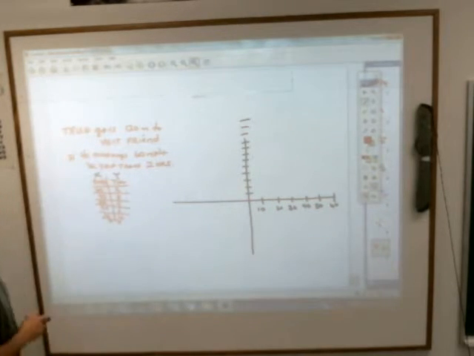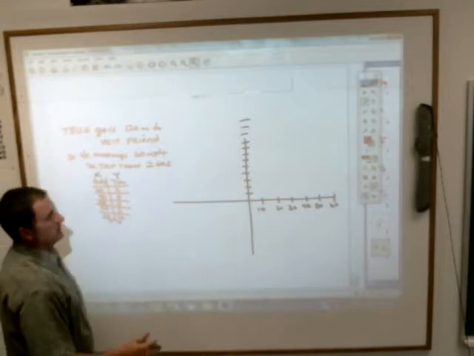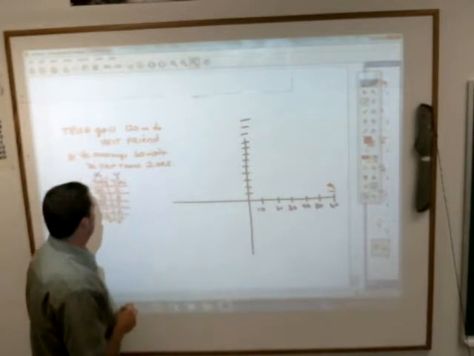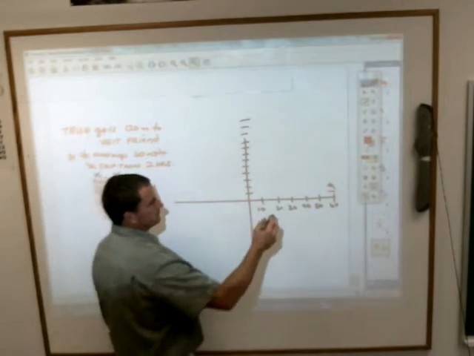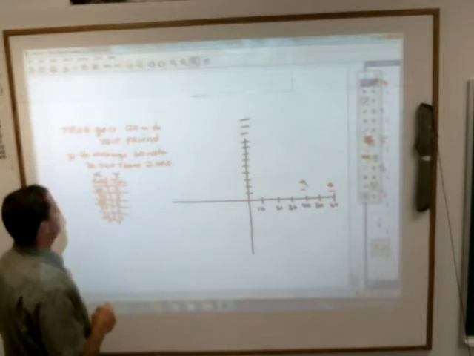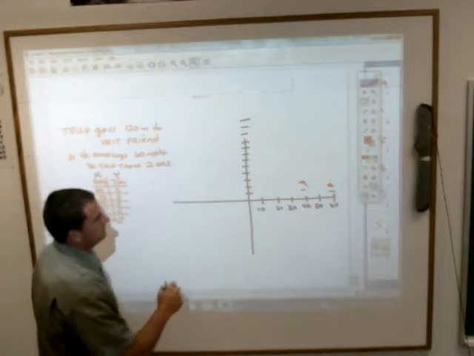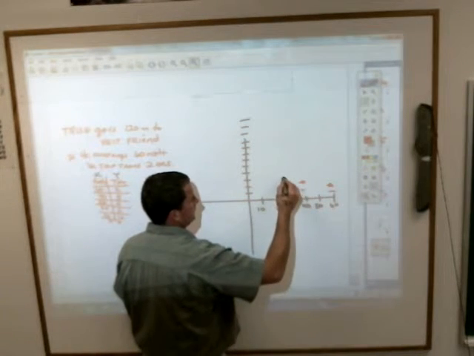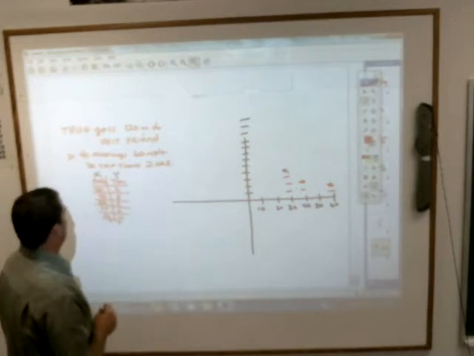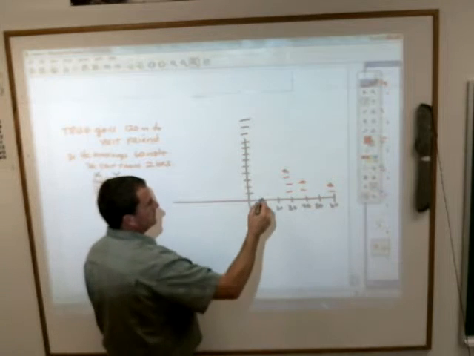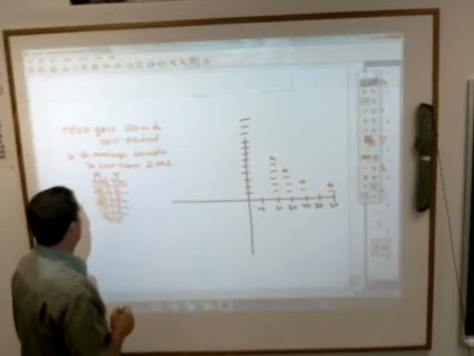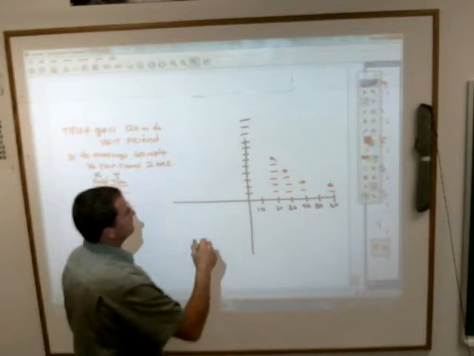Let's look at the graph of this. Where is point 62? Right here, right? Where is 43? Right about here. Where is 34? Was that 3, 4? How about 26? 1, 2, 3, 4, 5, 6. And 10, 12.